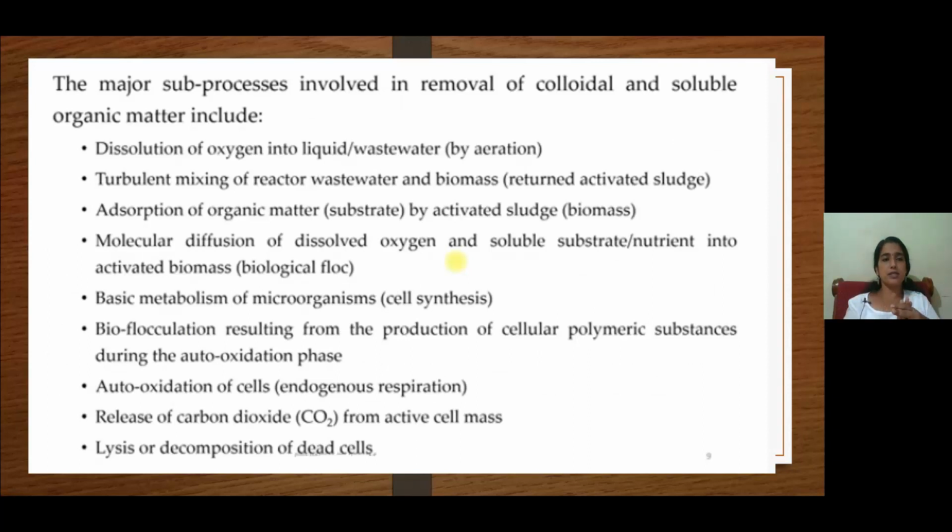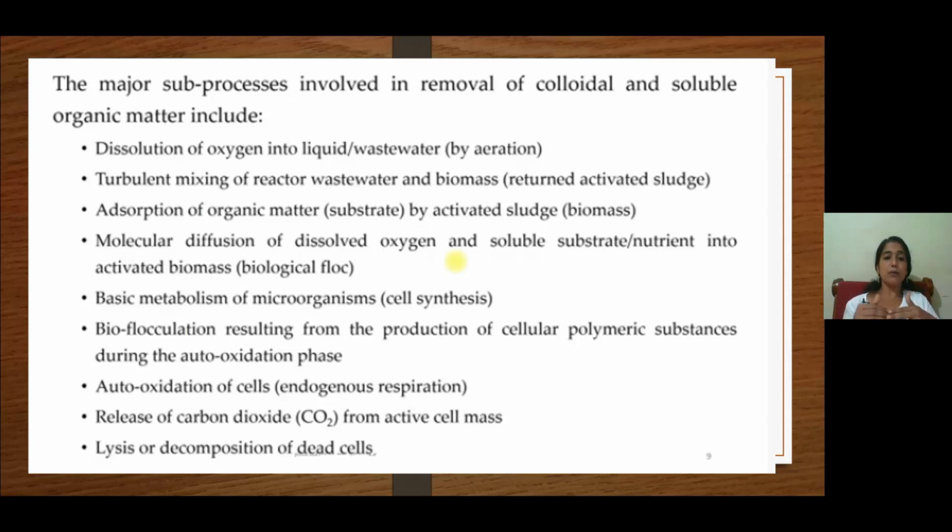Then the major sub-processes involved in the activated sludge process. That is dissolution of oxygen into liquid or wastewater, that is actually the oxidation process. Then the turbulent mixing of reactor wastewater and biomass, that is the thorough mixing by aeration. And the adsorption of organic matter, that is substrate, by activated sludge. Then molecular diffusion of dissolved oxygen and soluble substrate or nutrient into activated biomass.